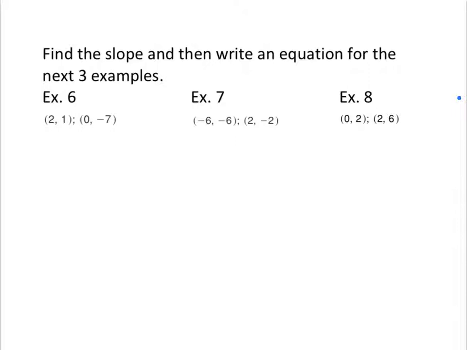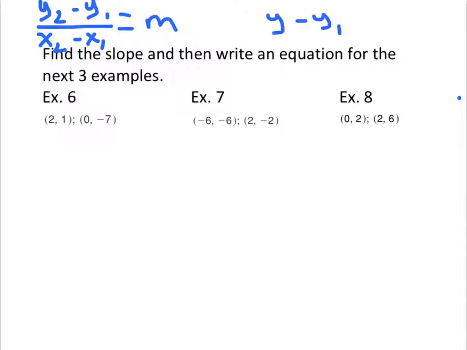So let's write down the slope formula. The slope formula is y2 minus y1 over x2 minus x1, and that's going to give us our slope. And then we also know that the point slope form is y minus y1 is going to equal m times x minus x1. Okay, so we're going to go from there. So let's take a look at example 6.